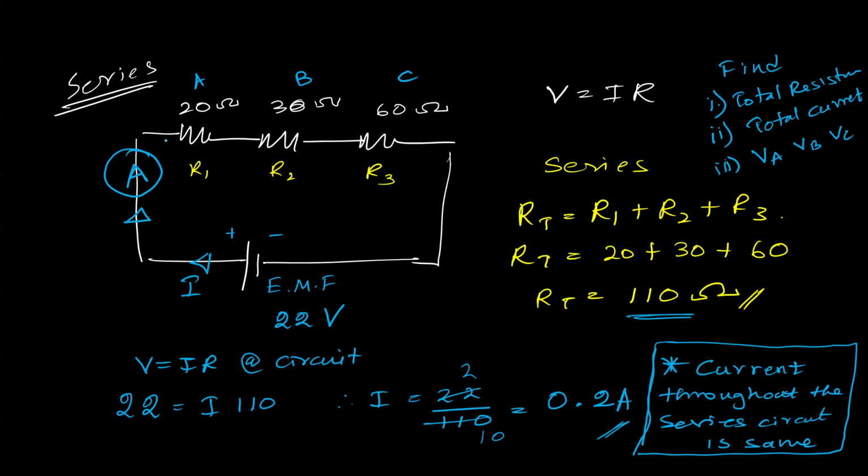So another name for voltage is EMF and potential difference. Is it? Yes. The voltage of the battery is known as EMF. Voltage within the circuit, for example, this A, if I find the voltage of A, another name for that is potential difference.